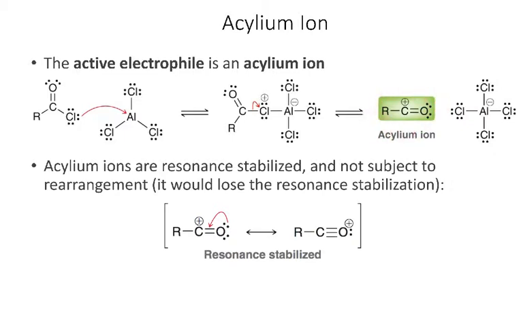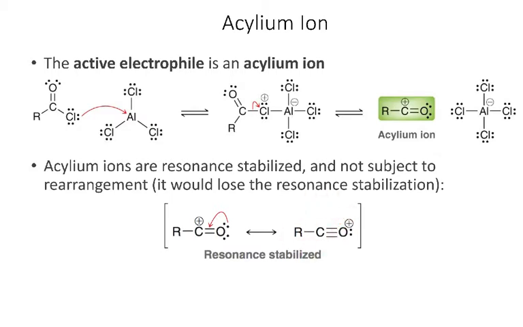Now, there's a pretty big difference between this acylium ion and the carbocation in the Friedel-Crafts Alkylation. In this case, this ion is resonance stabilized, and in fact, this quote-unquote alternate resonance structure is probably the better of the two, because in this one, all of the atoms have a complete octet. In this case, the carbon with a carbocation does not have a complete octet, and so this is the greater resonance contributor.